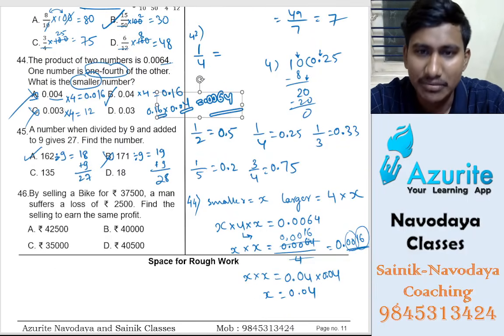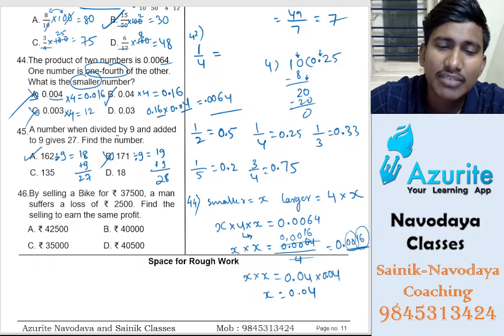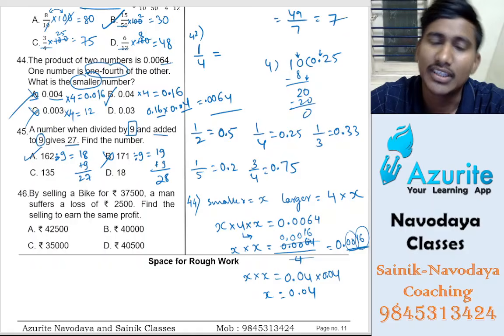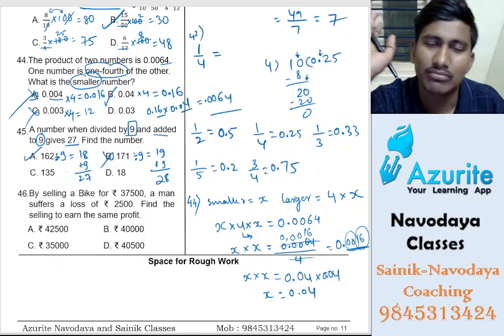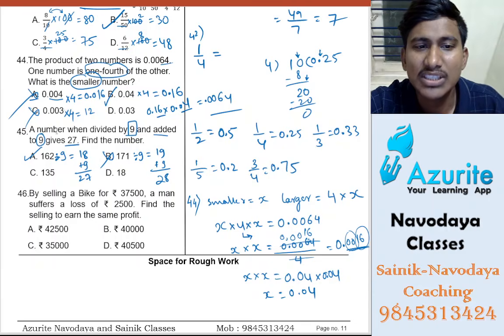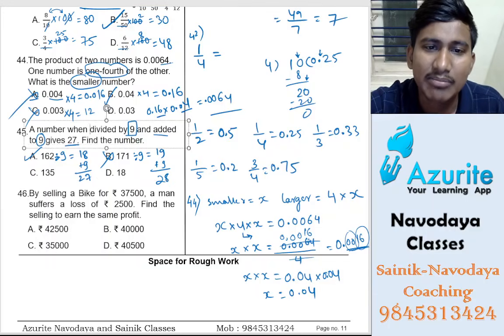Students, listen, 45 question. So what is the question here? A number when divided by 9 and added to 9 gives 27. So there is one number which we don't know. What you should do? You should go with options. So what are the options here? 162. So first what we have to do? We have to divide with 9. A number when divided by 9.